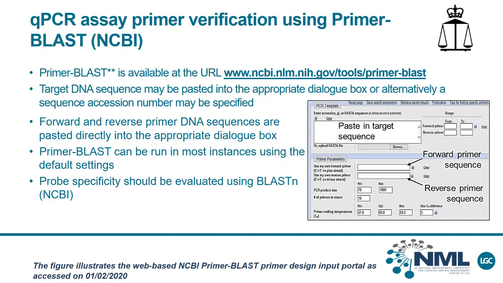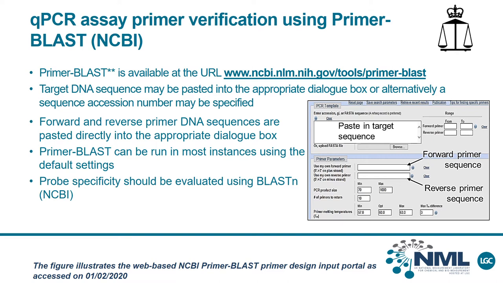Following assay target validation, the primers and probe should be evaluated for their likelihood to form secondary structures and hybridize to themselves or to one another. Additionally, this confirms that the reverse primer is in the correct orientation. This may also be performed in silico, and a number of applications are available to assist with the process. Primer BLAST is an example of a web-based application that may be accessed free of charge at the NCBI website.